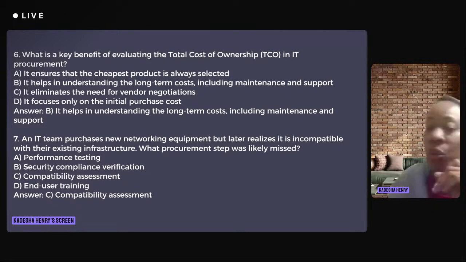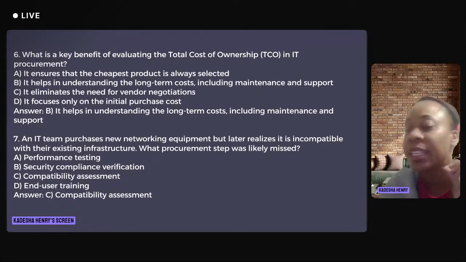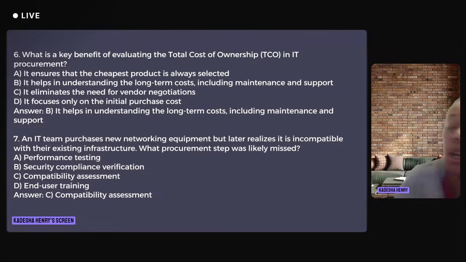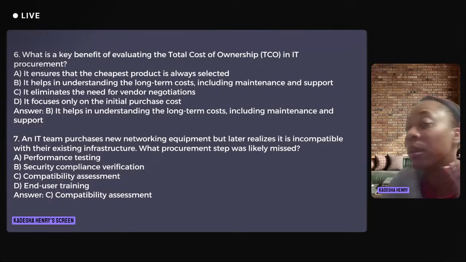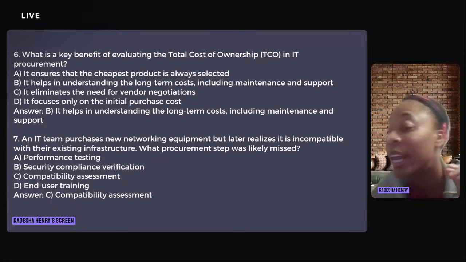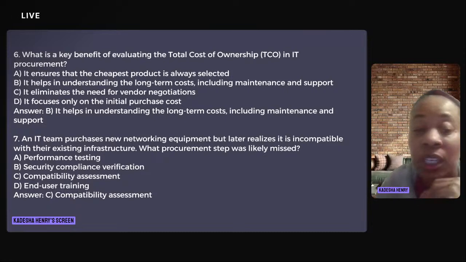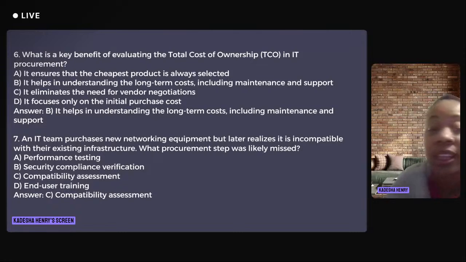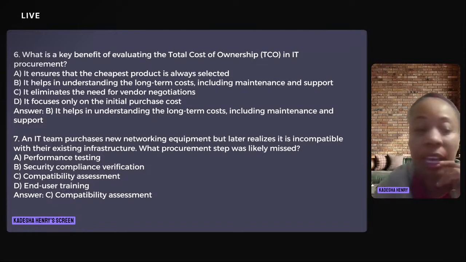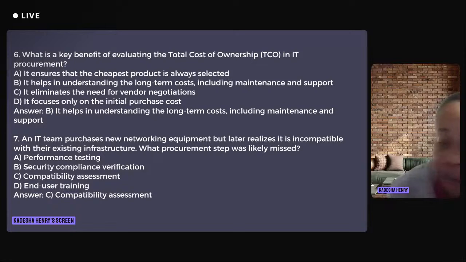an IT team purchased new network equipment, but later realized it is incompatible. And what did we say when we are doing procurement? That we must make sure it is in alignment with the business need. Remember, we said that it must be in alignment with what the business wants. So here is the problem. The team purchased network equipment but later realized it is incompatible with their existing infrastructure. What procurement step was likely missed? A, performing the testing. B, security compliance verification. C, compatibility assessment. D, end user training.